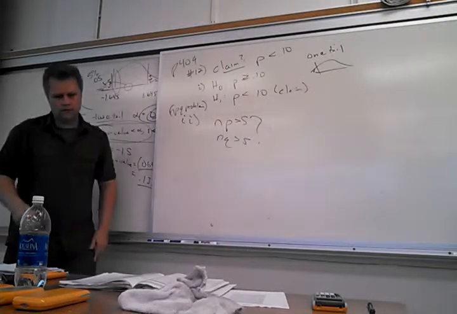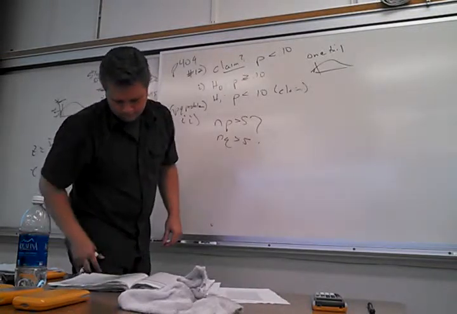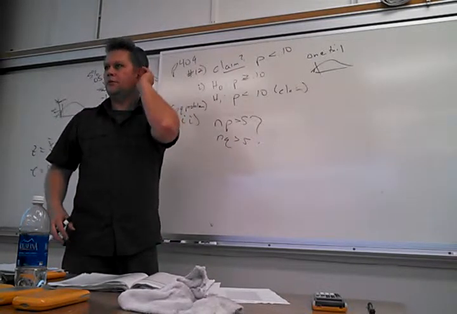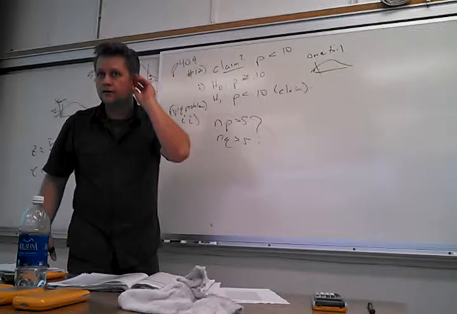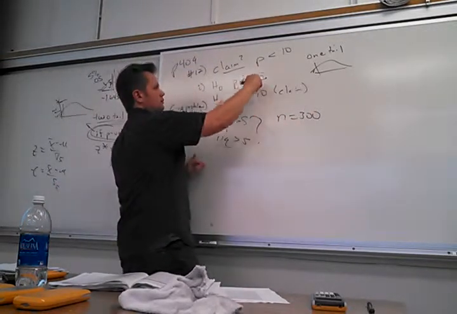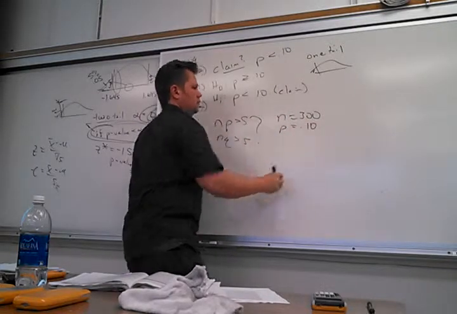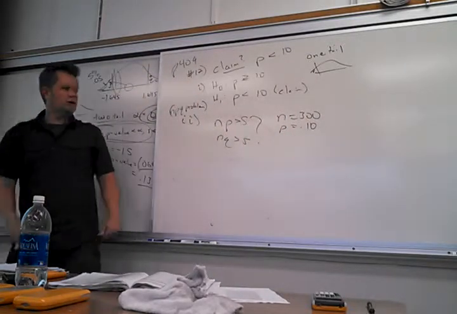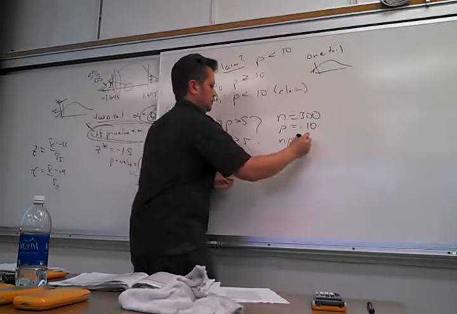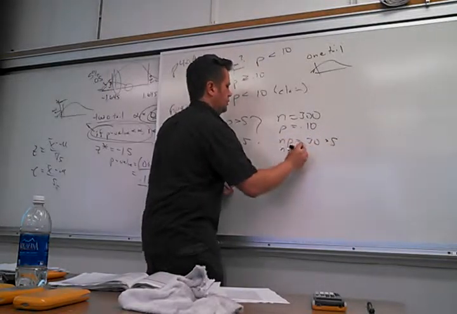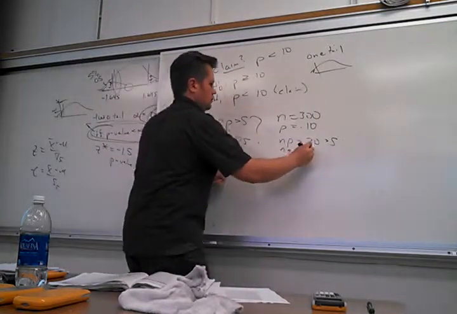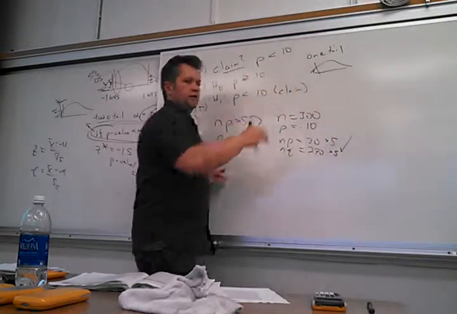So what's N? How many people did they test? 300. So N is 300, and P is 0.10. So then I say, okay, what's NP then? 10% of 300 is 30. That's greater than 5. NQ has got to be the rest of the people, 270. That's greater than 5. Check.